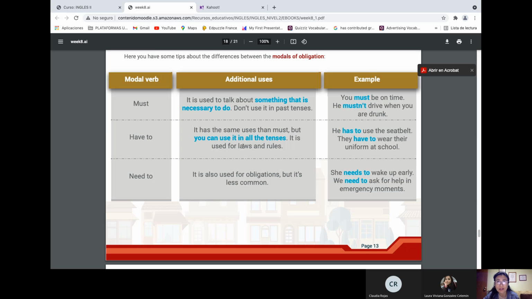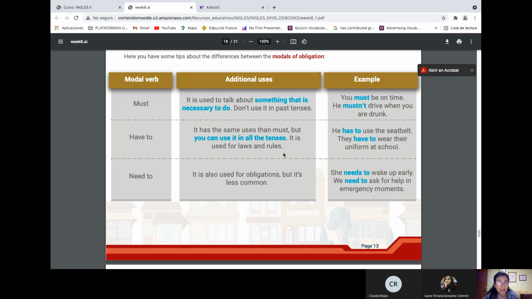Something that is part of the rule is the law. For example, children have to wear uniform to go to school. Is part of the rule. You have to pay a tuition to go to university, no? Tenemos que pagar un semestre, una matrícula. You have to pay a tuition. So, affirmative with have to is when you are talking about the laws and the rules.